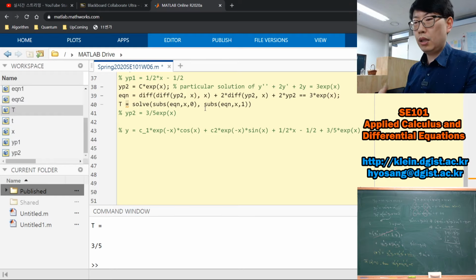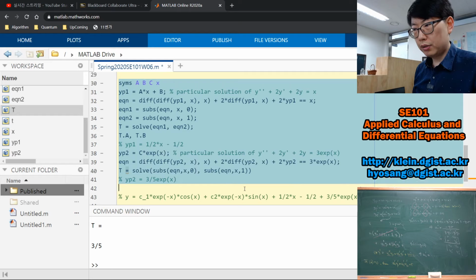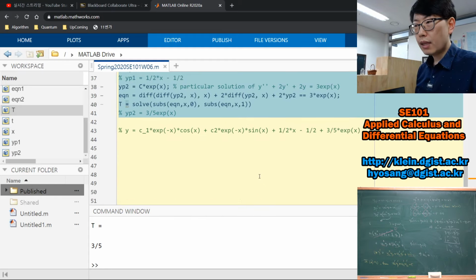So I'm telling you that you can either do it by hand and show the computation process in your report, or you can use MATLAB to find the same solution. In that case, just attach your commands in the report so that I can be assured that you did your homework by yourself.